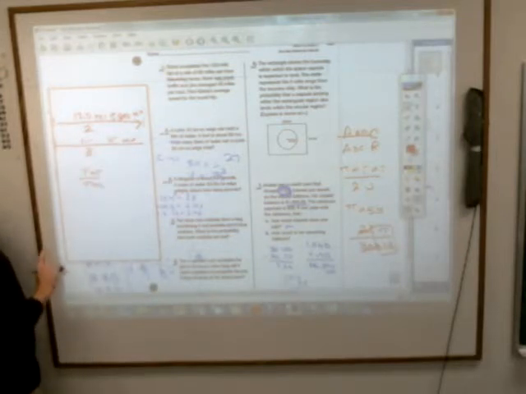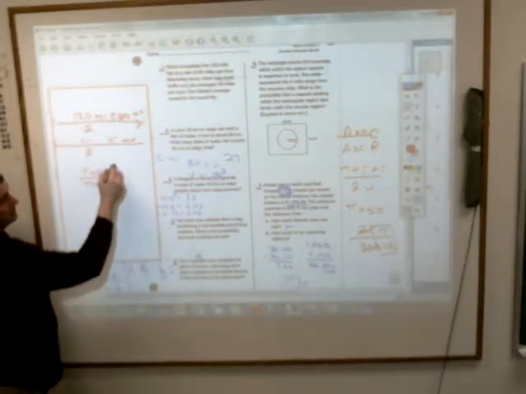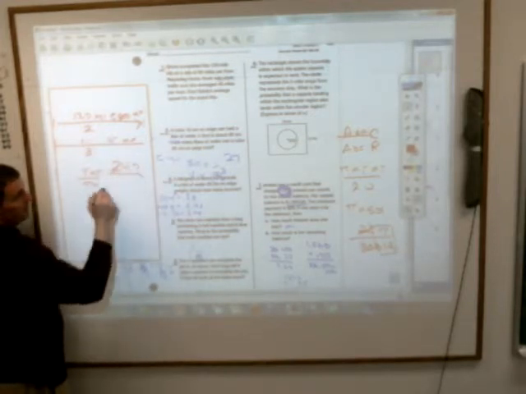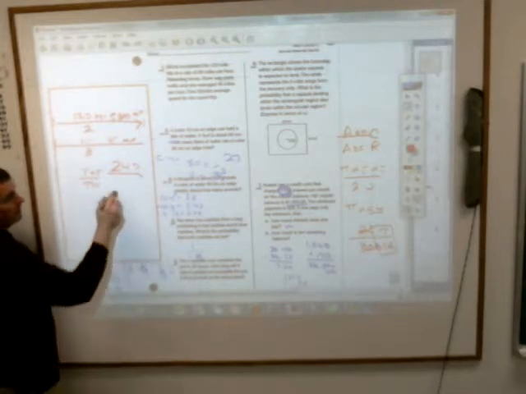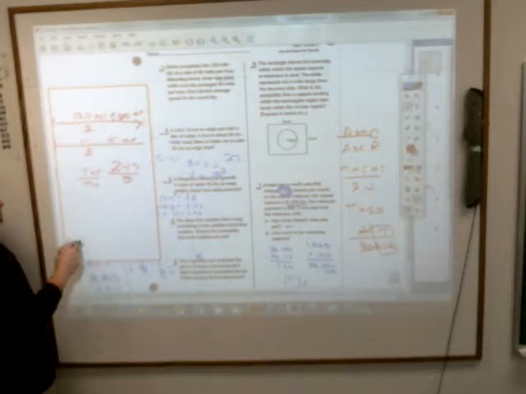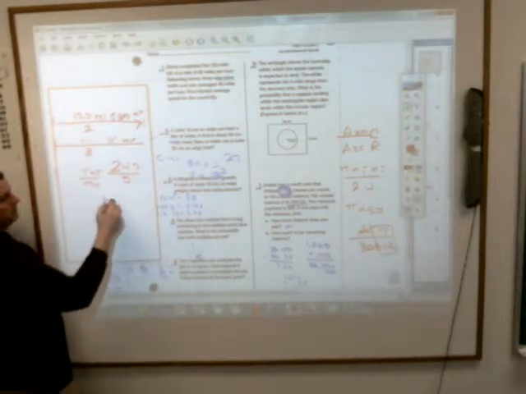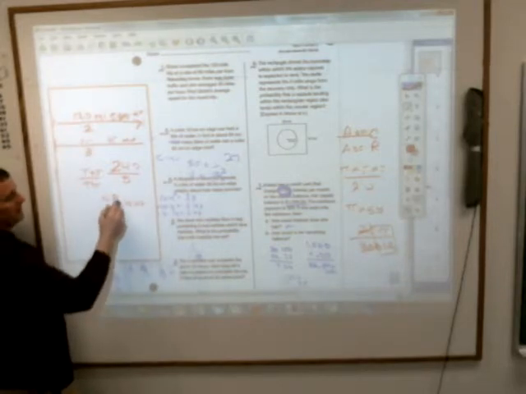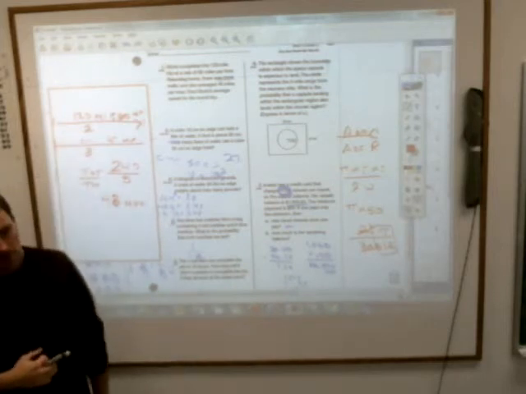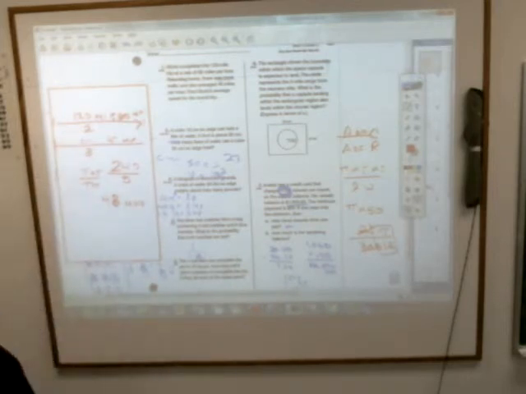How many total miles should she go? 120 miles there, 120 miles back is 240 total miles, and what was her total time? 5 hours. If you divide 240 by 5, you get 48 miles per hour. You just can't take the average of 40 and 60 and say it's 50. Okay, you can't do that. You've got to do total over total. We talked about that. It's just the way it goes.